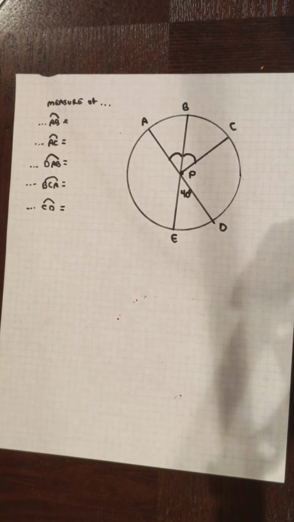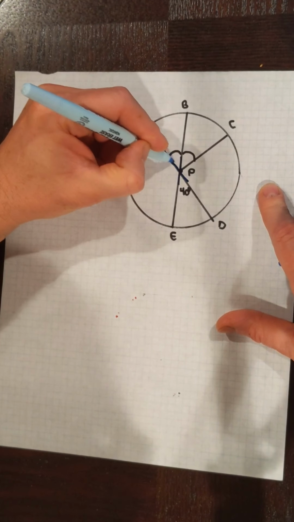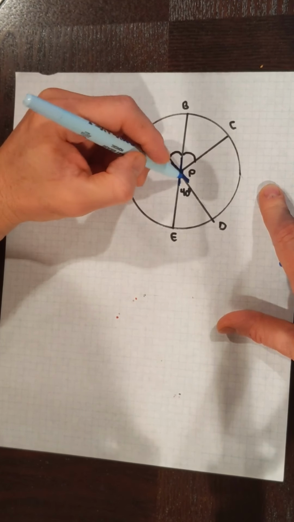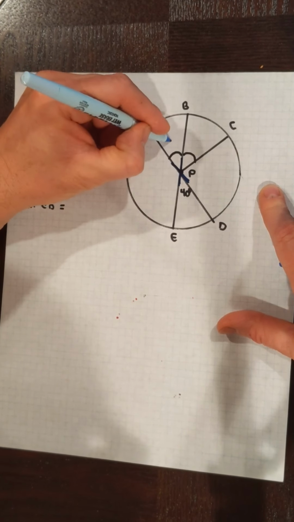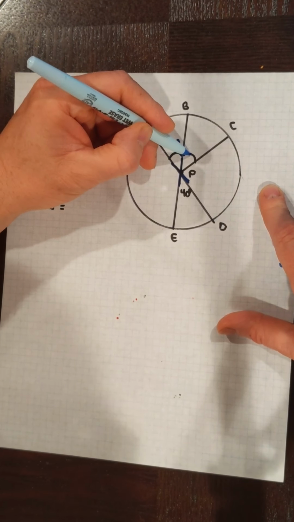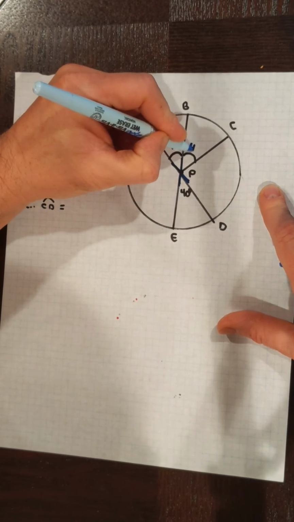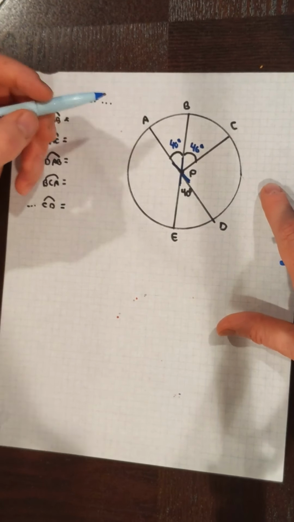Let's see. First thing I see is this angle and this angle. They create that vertical, so that means they're the same. So 40, that's got to be 40. Now if that's marked the same as that mark, then this one also has to be 40 degrees. Okay, now let's look at what else we have.